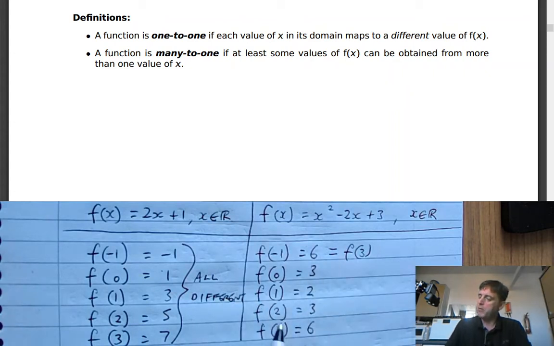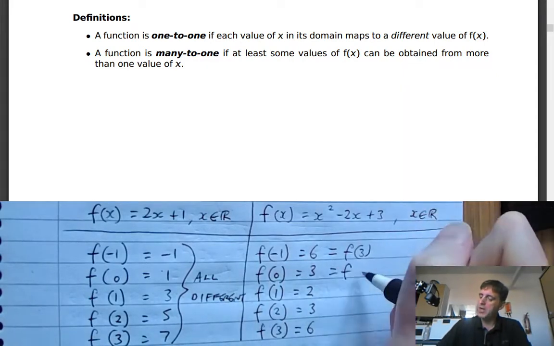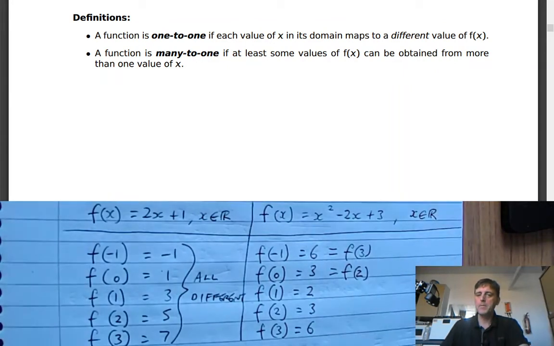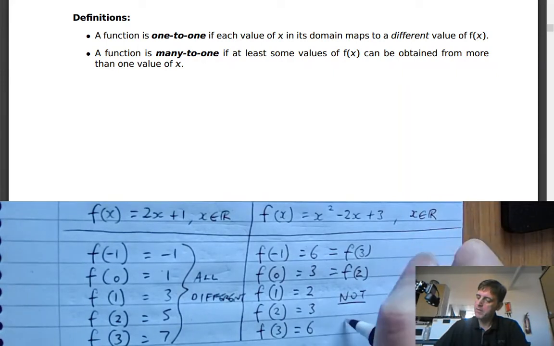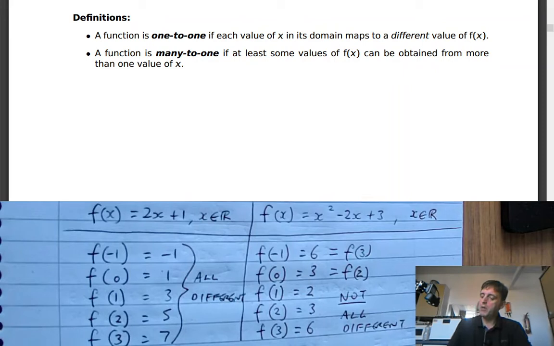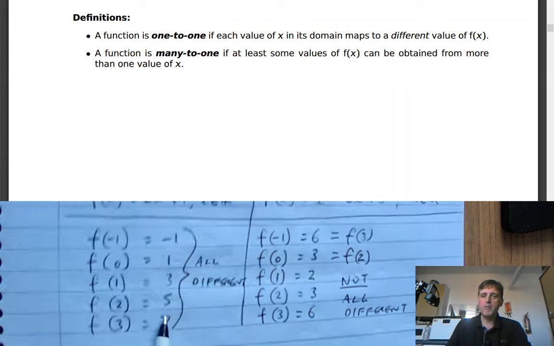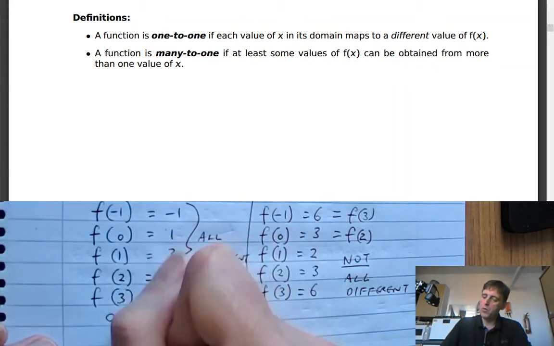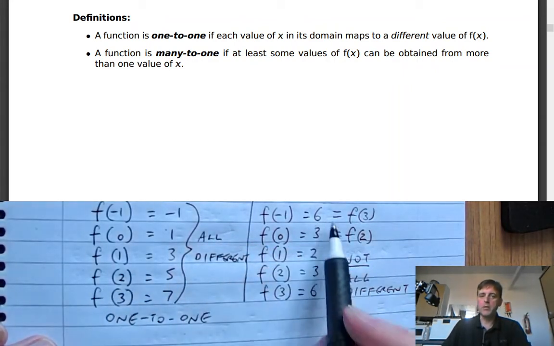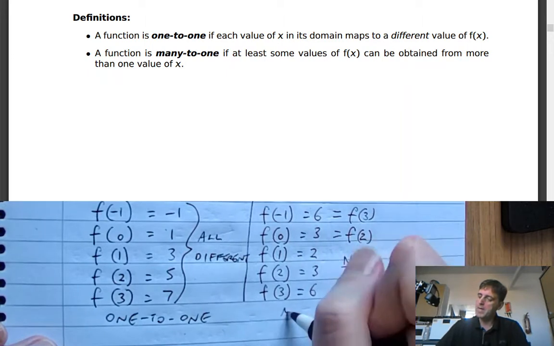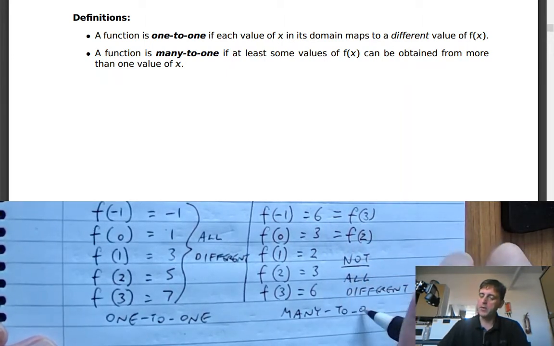I can see another example here. The 3 is the output when I've got an input of 0 and when I've got an input of 2, we end up with the same thing. So these are not all different. So what that means is that these ones which are all different, this is the example of the one-to-one function. And the ones where they were not all different, this is the example of the many-to-one function.